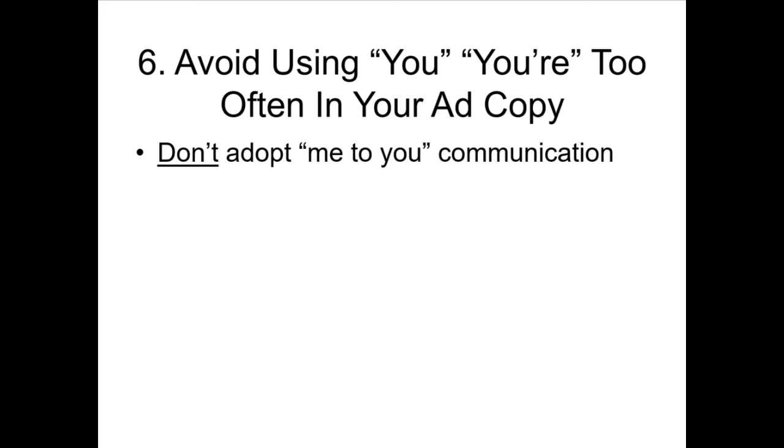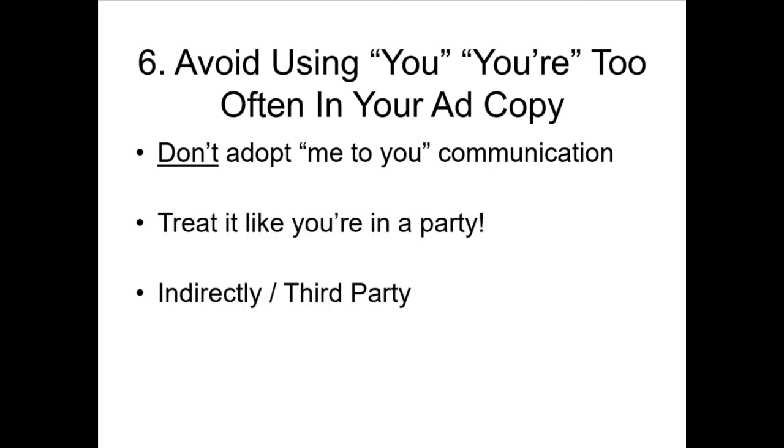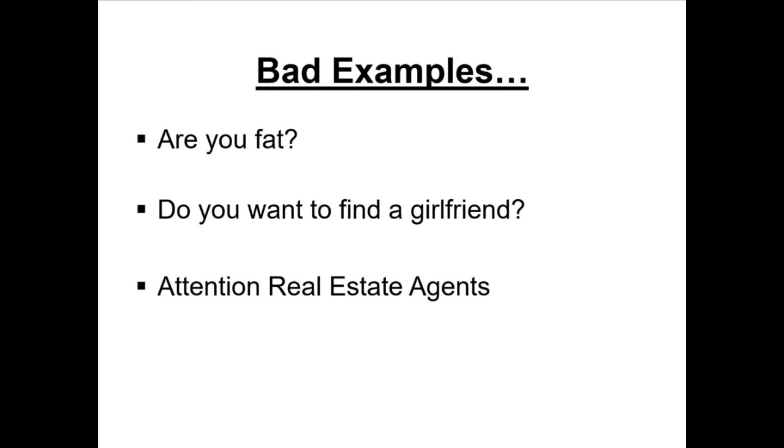So you don't want to be adopting a me-to-you communication. You have to treat it like you're in a party. So when you write, you want to be indirect or speak in a very third-party manner. I'm going to give you some typical bad examples that people write very directly, like, are you fat? Okay, so you don't want to be starting off like that. Or are you facing this problem? You don't want to start off like that. Do you want to find a girlfriend?